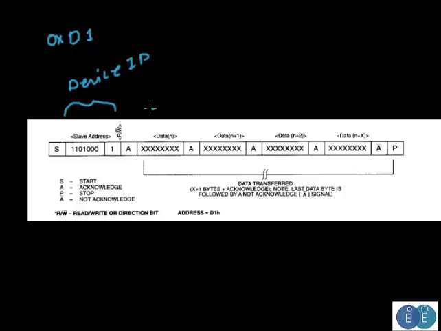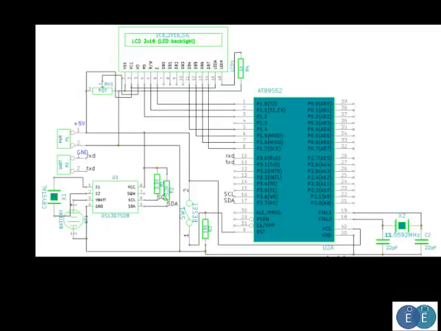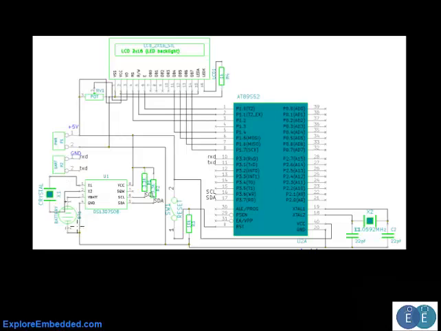To read seconds, we send 00, and then the next operation would be a read operation, and that would read the seconds from the memory. So this is the basics of it, and we'll go ahead and look at the schematic diagram now.